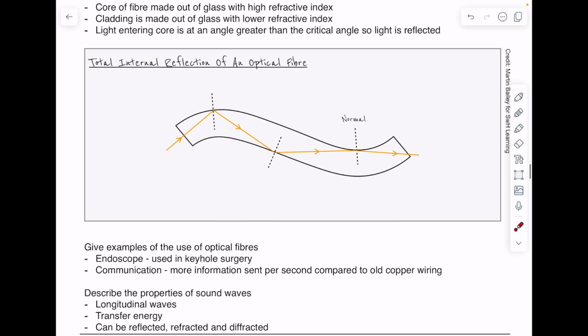We can use optical fibres in endoscopy, so that's keyhole surgery, when surgeons make very small incisions to view inside your body to remove small obstructions. It can also be used in communication.